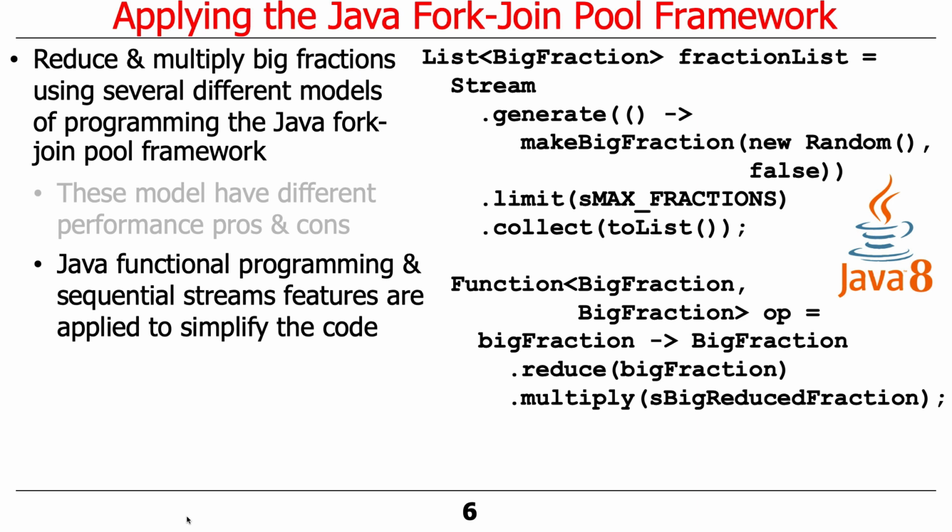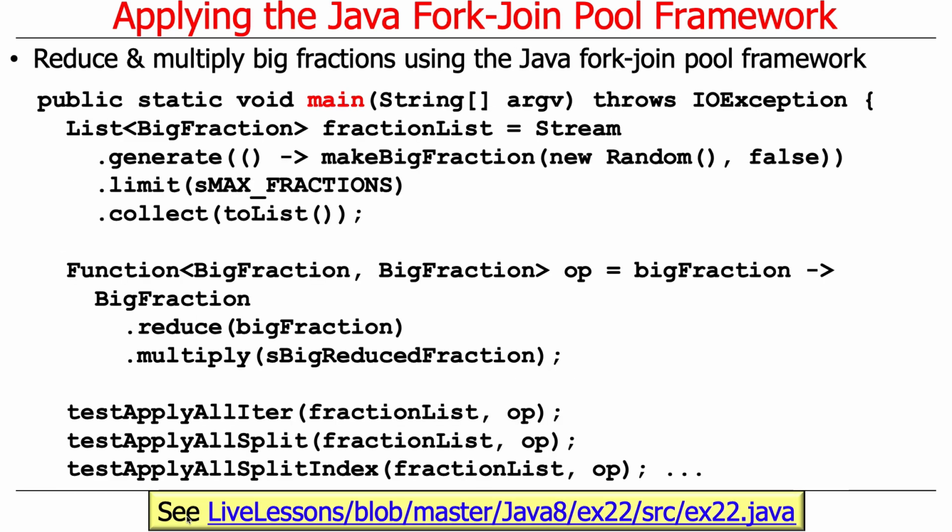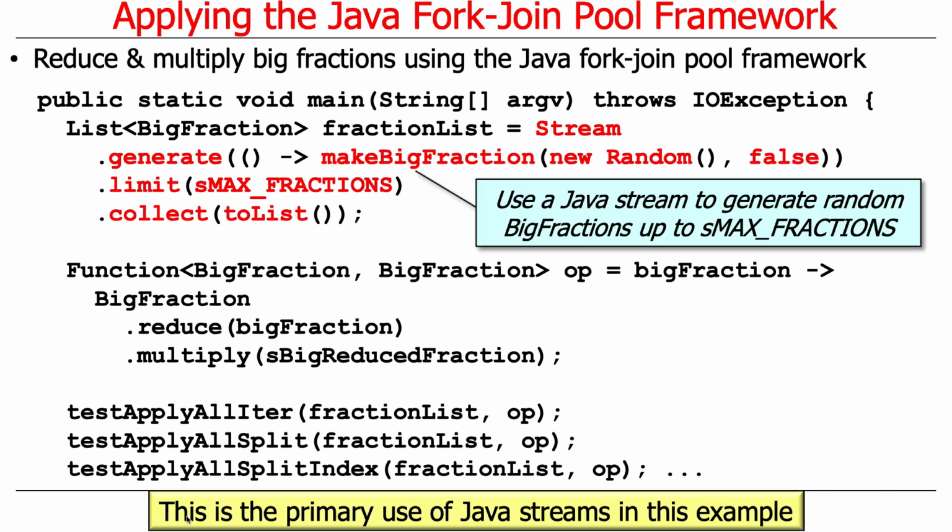We use a couple of functional programming features and Java sequential streams, just to simplify the driver code. But as we'll see, for better or worse, the use of the fork join framework is typically a bit more object-oriented than we might want, because Java 8 introduced the functional features, but fork join pool came out in Java 7. So it didn't have the benefit of using those features, unfortunately. Okay, here's the main program. This is kind of the driver. This is the one that will reduce and multiply a bunch of big fractions using the Java fork join pool framework.